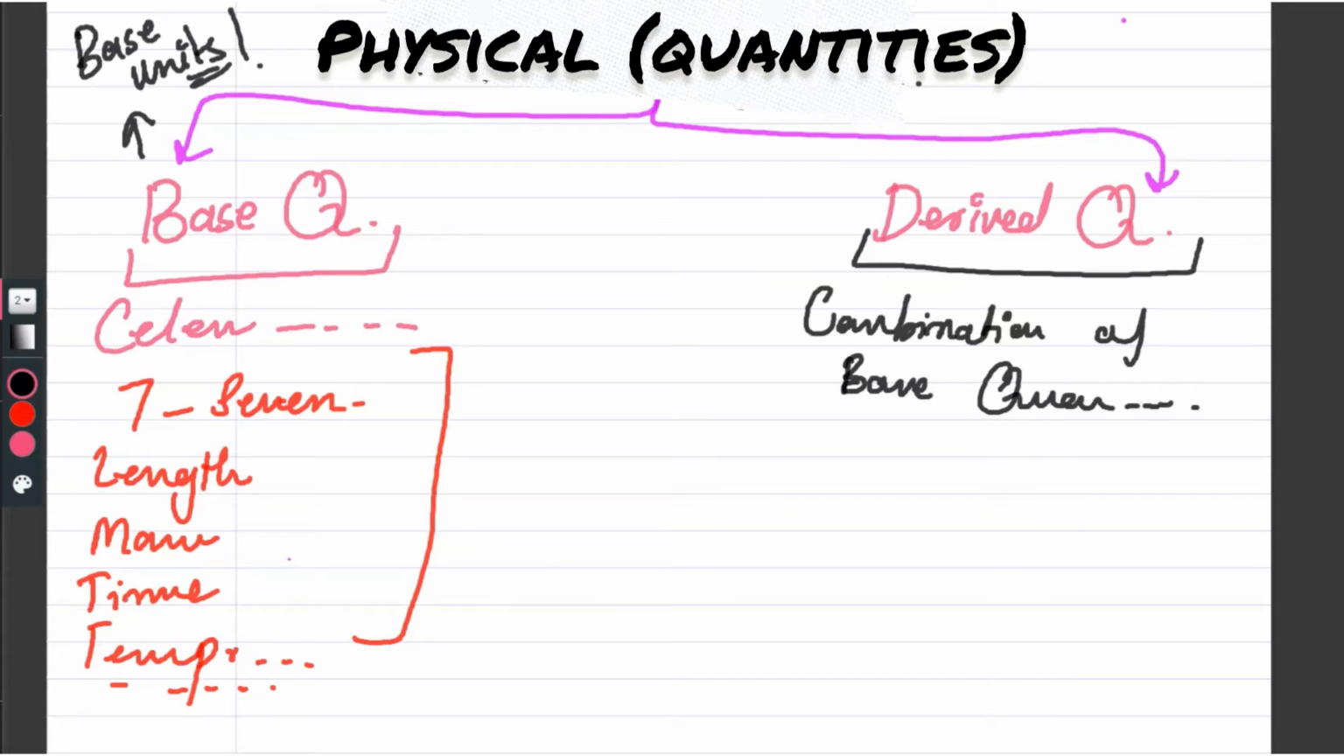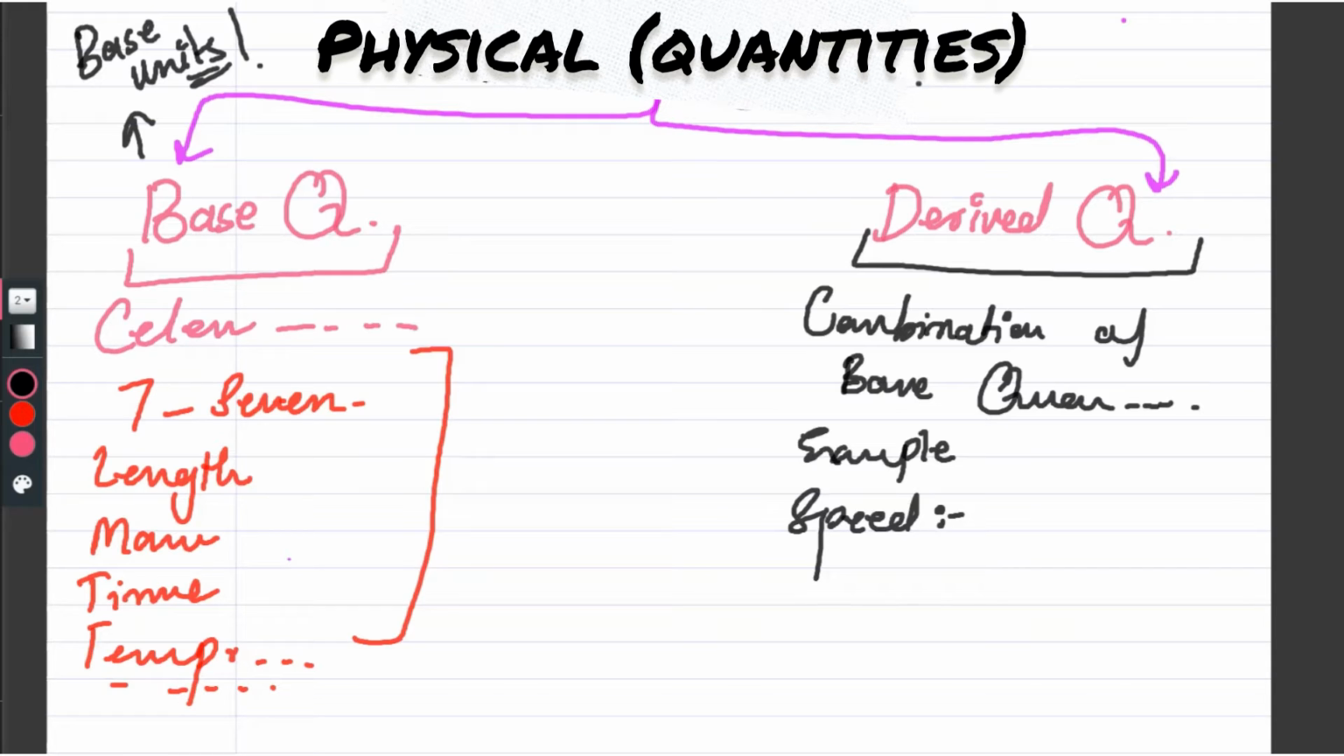Okay, what does that mean? Let me give you an example. An example of a derived quantity is speed. I know that A-level and IGCSE students, you have heard a lot about speed, isn't it? So speed here. Speed is a derived quantity. How?